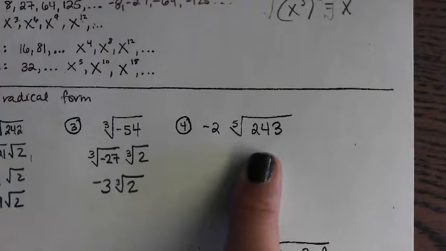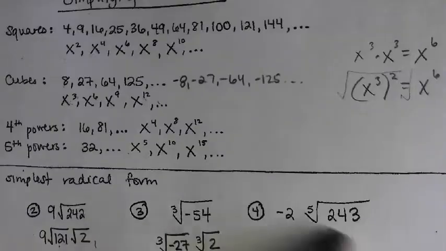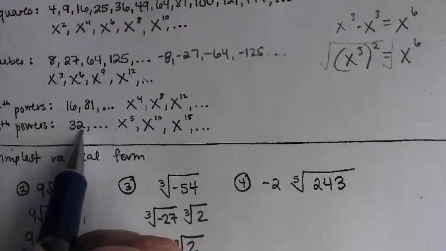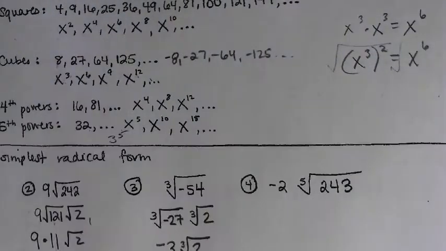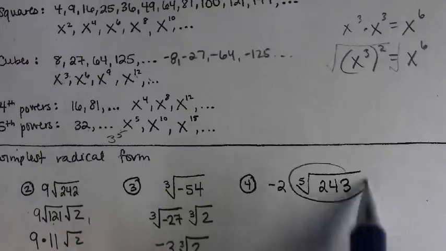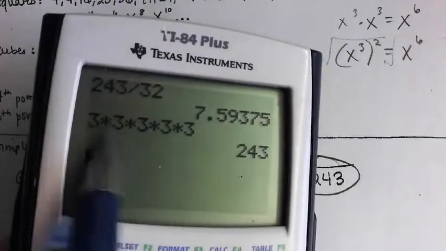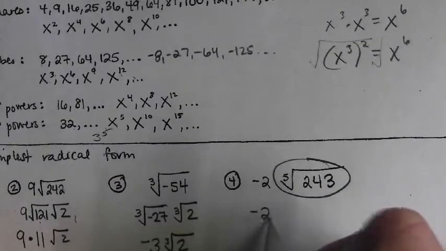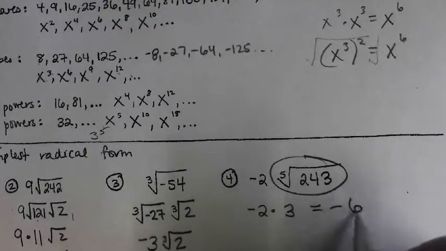And here we have a 5th root. Look at our 5th root list. Oh, please, does 32 go into that? 243 divided by 32. No. Uh-oh. 5th root of 243. Okay, so 32 doesn't go in. We can try whatever 3 to the 5th power is. 3 times 3 times 3 times 3 times 3. Oh, that is that. The 5th root of 3 times itself 5 times gives you 243. So the 5th root of 243 in and of itself is just 3, which will just give you negative 6.